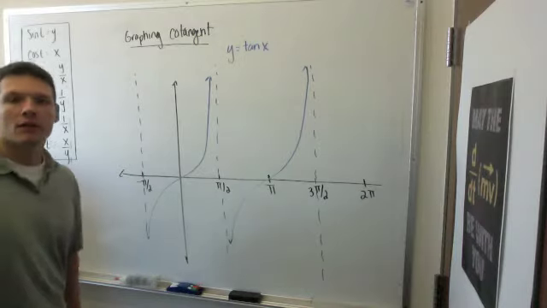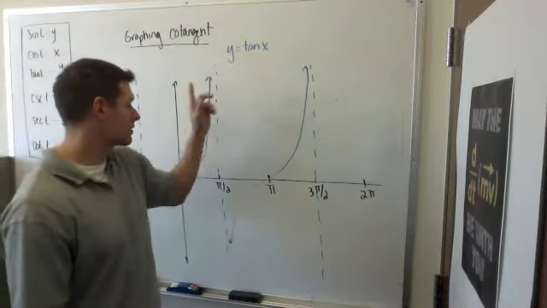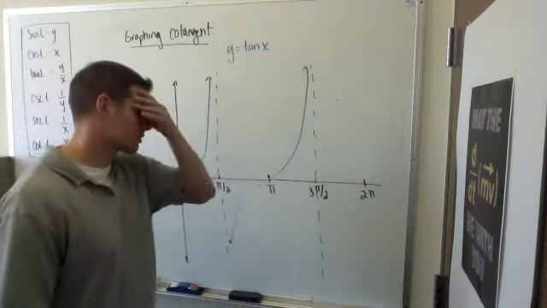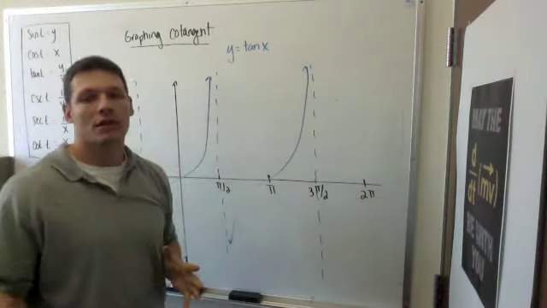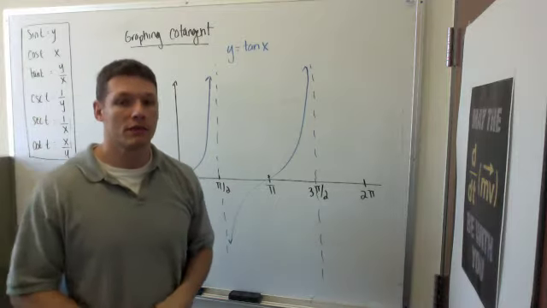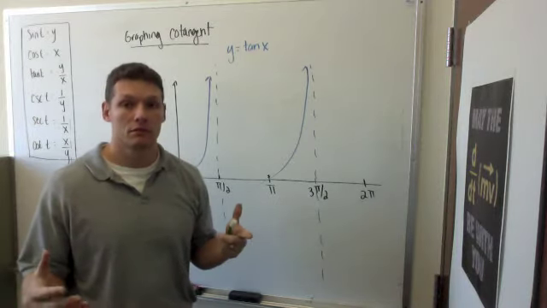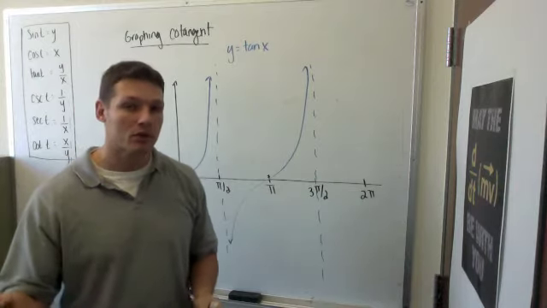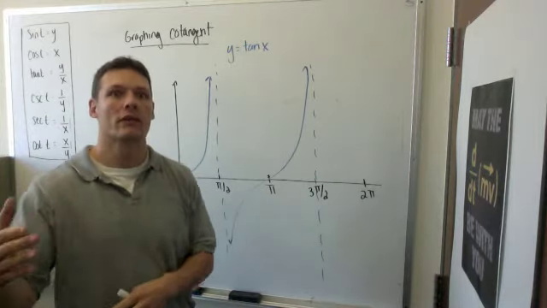Okay, so we graphed tangent x. Here's tangent x. I've drawn a couple periods of it. What we want to do now is graph cotangent x. So what is cotangent? Cotangent is just the reciprocal of tangent. So if you know how to graph tangent, well, cotangent is just the reciprocal of it. So for the outputs of tangent, you just do 1 over the outputs.